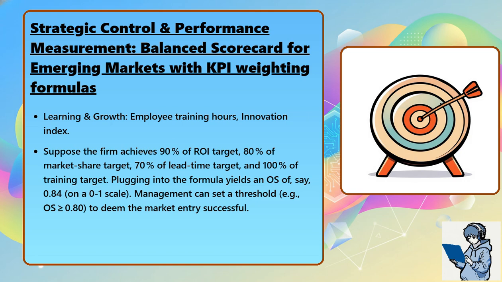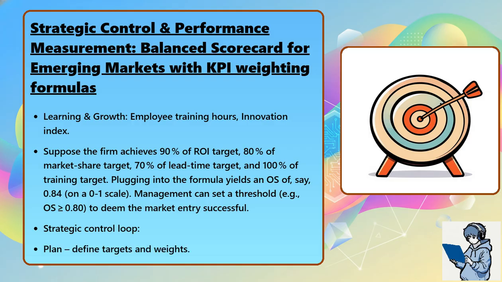Suppose the firm achieves 90% of return on investment target, 80% of market share target, 70% of lead time target, and 100% of training target. Plugging into the formula yields an overall score of 0.84 on a 0 to 1 scale. Management can set a threshold, for example overall score greater than or equal to 0.80 to deem the market entry successful.